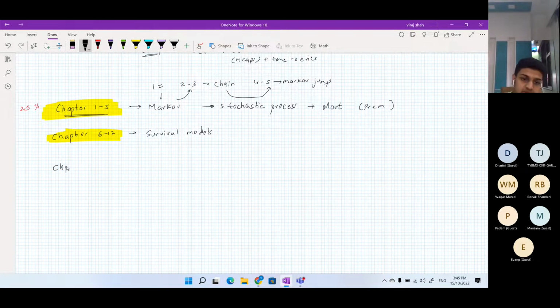Chapters 13 and 14. This is known as the time series chapter. Sorry, I forgot the weightage. The weightage is around 20 to 25%. We can expect that: chapters 13 and 14, two chapters related to time series.